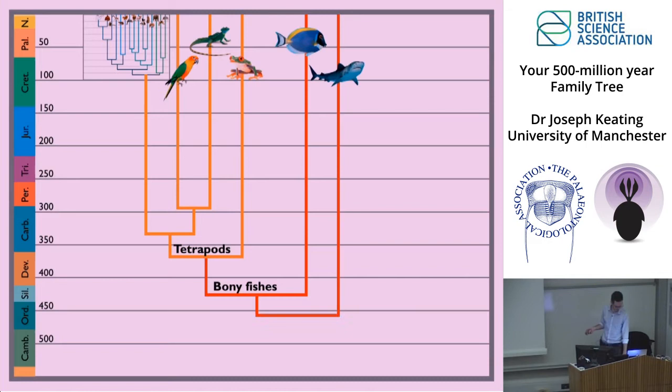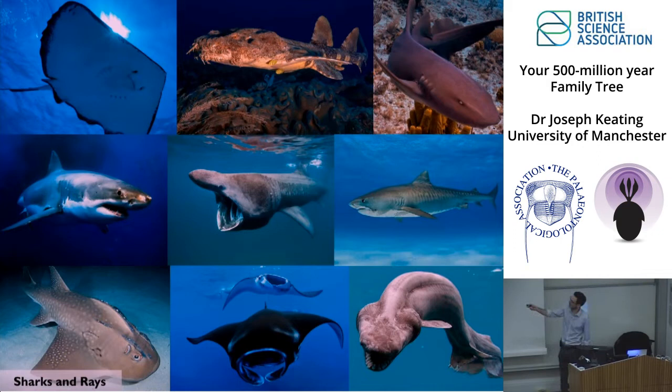Our next relative, our very distant cousin, are the sharks. We share an ancestor with sharks about 450 million years ago. Sharks come in lots of flavours. The rays, camouflaged wobbegongs, filter feeding giants like the basking shark, and of course, great big predators like the great white. But they all have the same body plan, or very similar body plans.